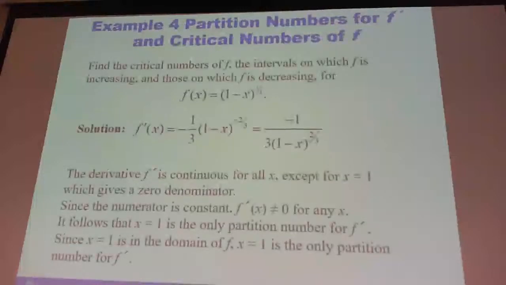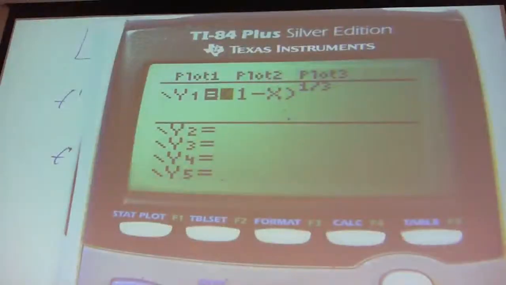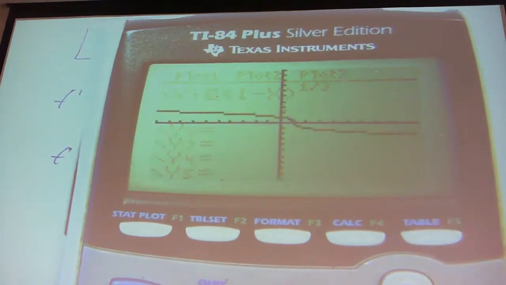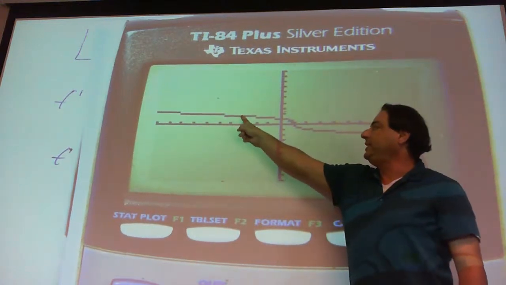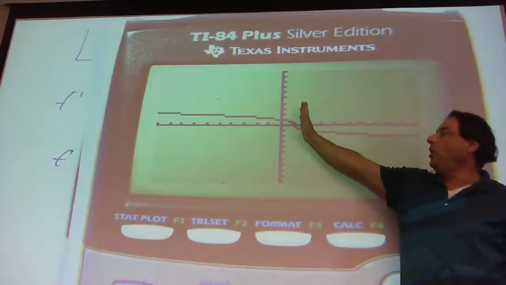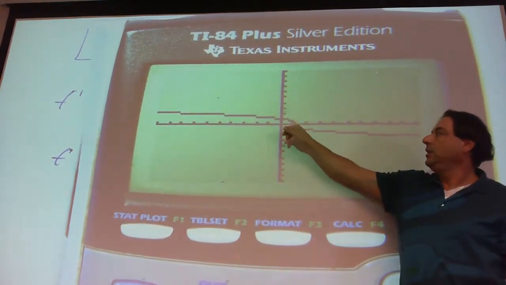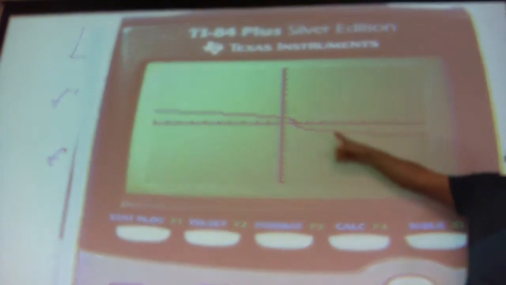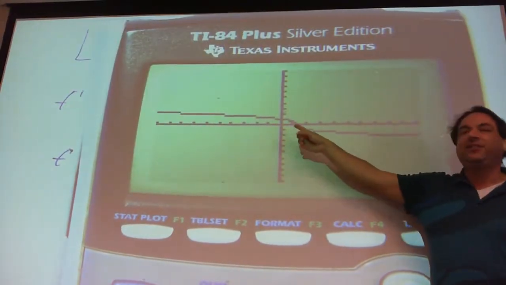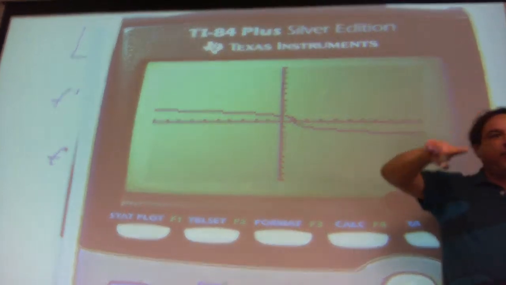So if I go to the calculator, let's type in our original. We're going to keep it a 10 by 10 window, so you can hit zoom 6 or just hit graph. And let's see what happens at 1. So the graph is decreasing, decreasing, decreasing. When it gets to 1, it flattens out, and then it still decreases, decreases, decreases.